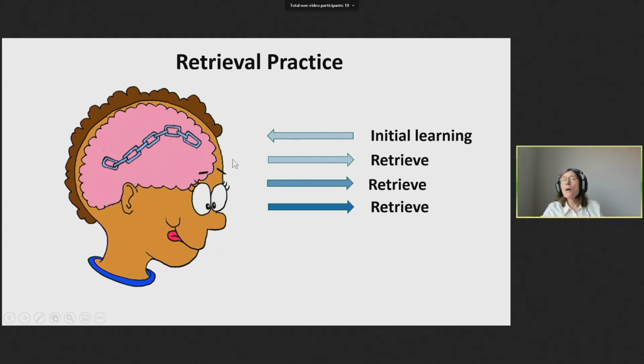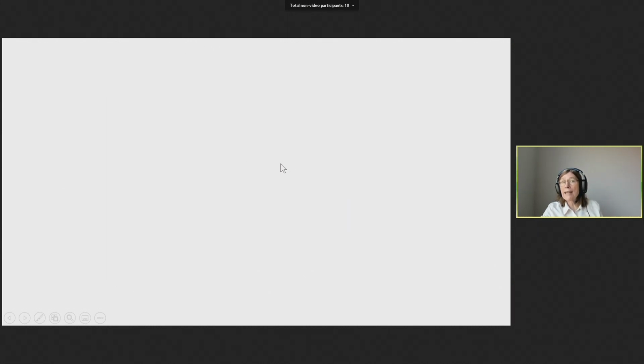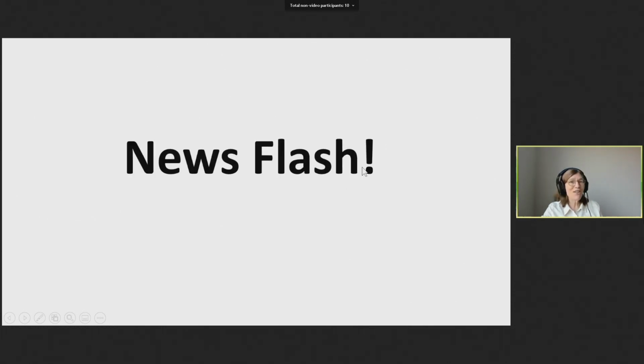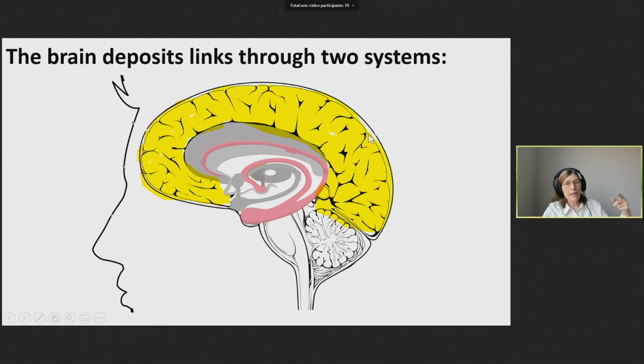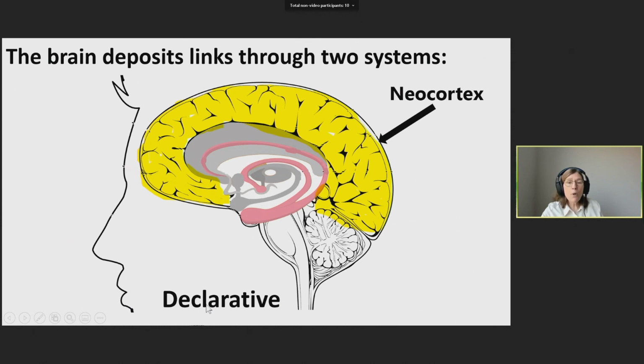But there are some other important things you can do that can help even more. So that's what we're actually going to get into right now with our news flash related to the fact that the brain deposits those sets of links in two different systems. So what do I mean by that? As it turns out, right now, I'm explaining some information to you. All this yellow stuff right here is your neocortex. And so what I'm going to be talking about momentarily is your declarative memory system.